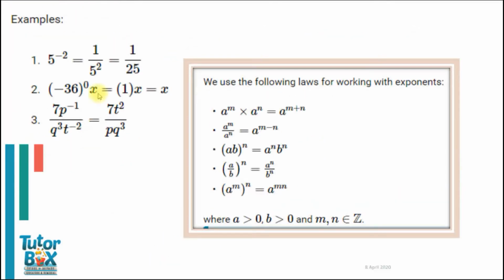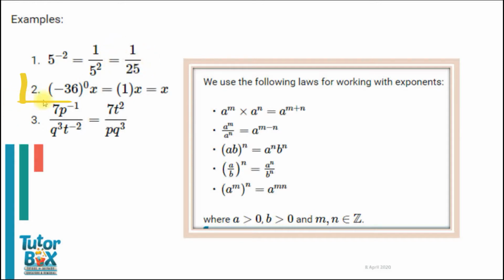And then I put the laws here and some examples. Let's quickly go through them. Number 1, 5 raised to the power of minus 2 will become 1 over 5 squared. Because of the negative exponent, I'm going to invert. Then my base comes to the bottom, and my exponent becomes positive. Then 5 squared is 25, you know that.